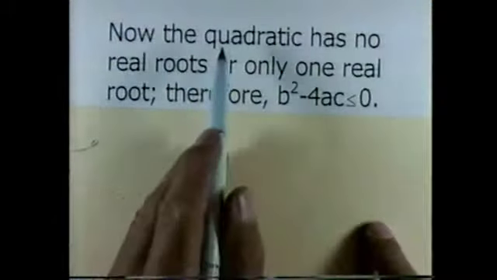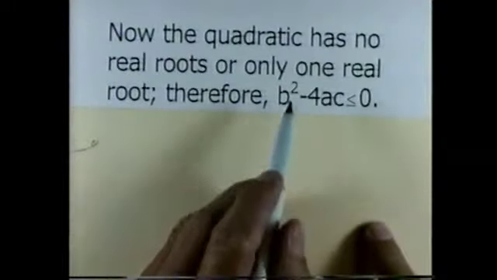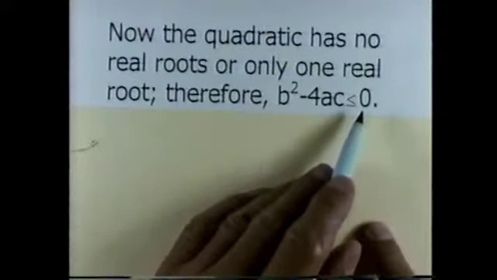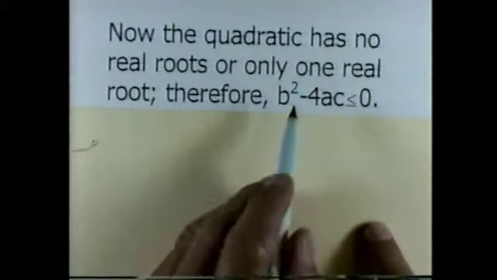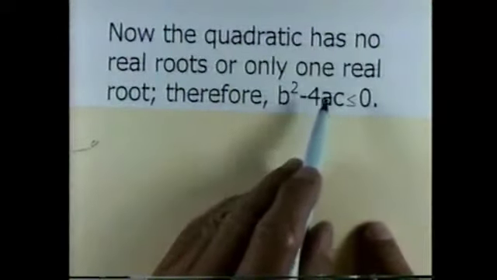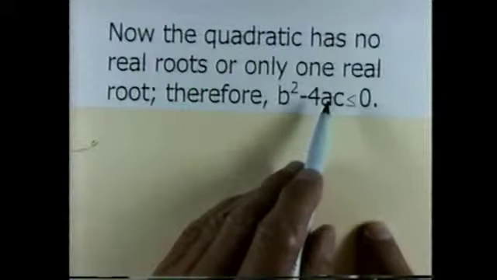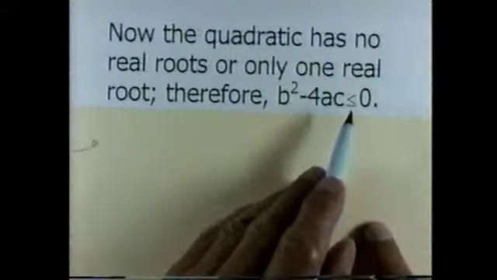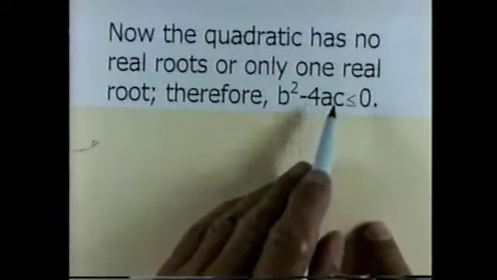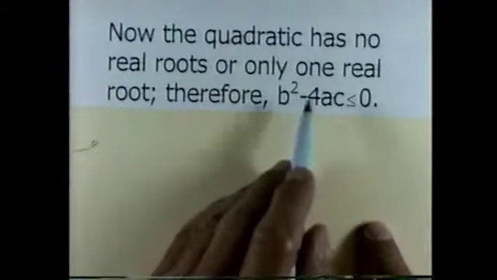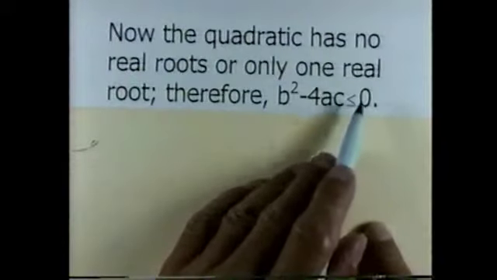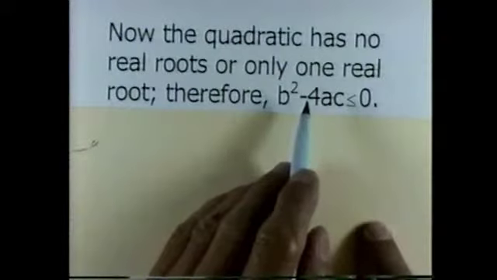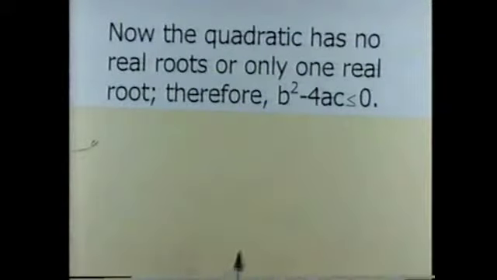Well then, if it has no real roots or only one real root, then the discriminant, b squared minus 4ac, is less than or equal to 0. Remember, if the discriminant is positive, then you have two real roots. If the discriminant is equal to 0, you have one real root. If the discriminant is less than 0, you have imaginary or complex roots.